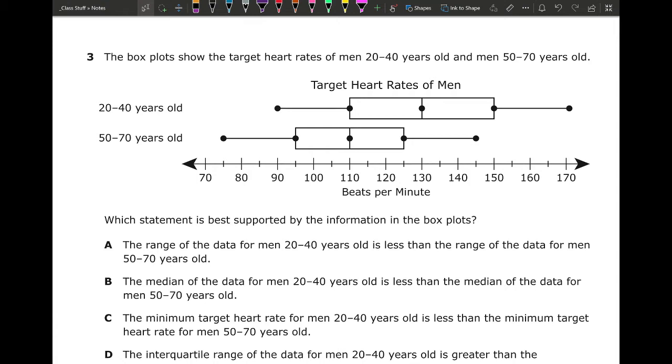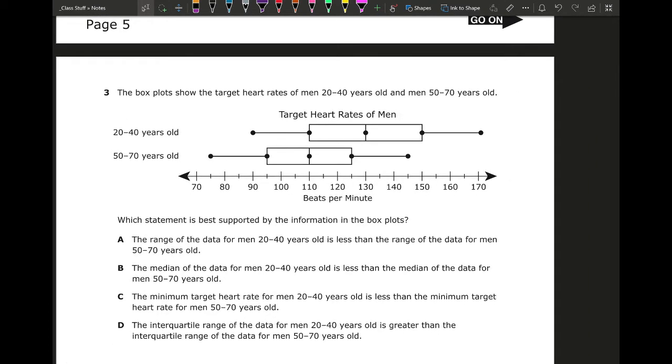So we have the top box and whiskers plot is going to be for the younger men, and the bottom box and whiskers plot is going to be for the older men. And we have data that we need to find out. So when we look at box and whiskers plots, we have 5 different things that we're going to be looking for. We have the lower range, the upper range, the lower quartile, the upper quartile, and the median.